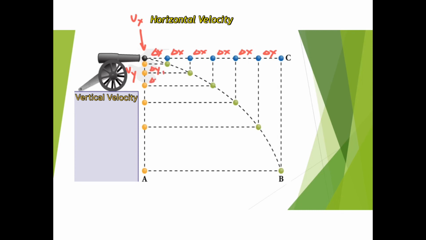This one right here is delta y2, which is much greater than delta y1. And delta y3 is much greater compared to delta y2. That's delta y4 right there, and delta y5. So these vertical displacements are not the same, and that is due to the fact that the projectile is accelerating in the y direction.